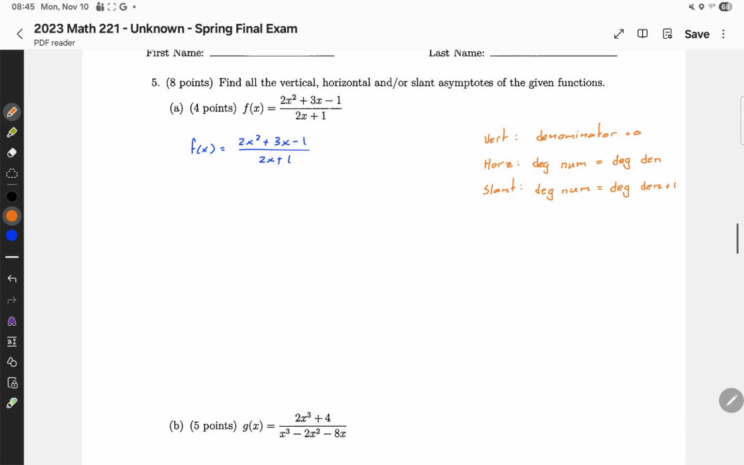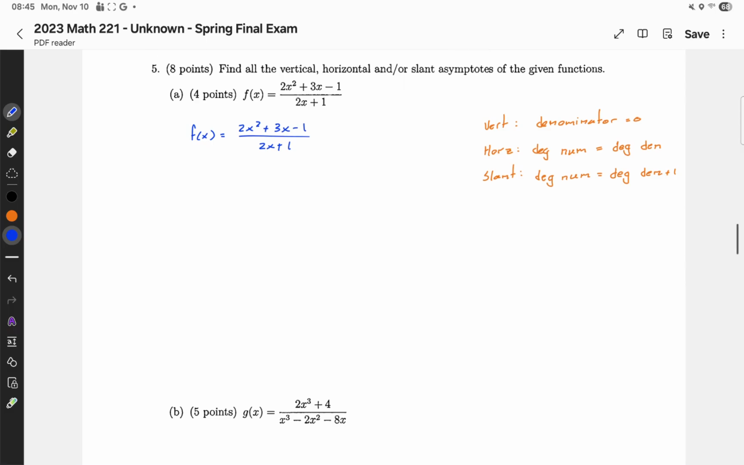So we can see we're probably going to have a slant asymptote. We'll have to check for that. But the first one is we're going to want to check for a vertical asymptote when the denominator is equal to 0. So let's go ahead and take a look. When does 2x plus 1 equal 0? Well, we can rearrange. We get 2x is equal to minus 1, which gives us x is equal to minus 1/2.